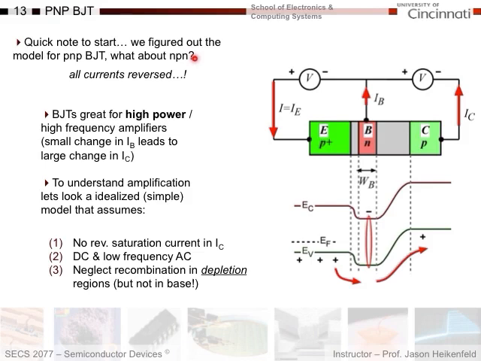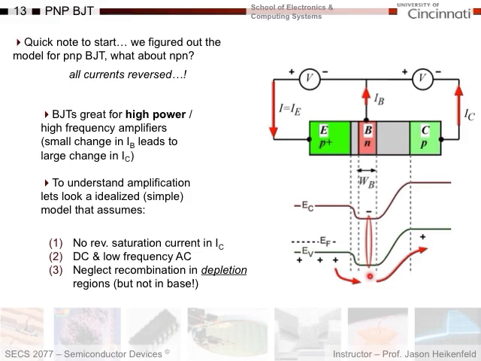The answer is no. All that happens is that the currents are all reversed, and so your band diagrams will be reversed. So instead of dipping down, it'll be NPN, so it'll go like this for the conduction band. And the other thing that changes is instead of injecting holes this way, you'll be injecting electrons, and electrons have a negative charge, and so the currents are in the opposite direction. So basically everything we talked about just flips, okay?